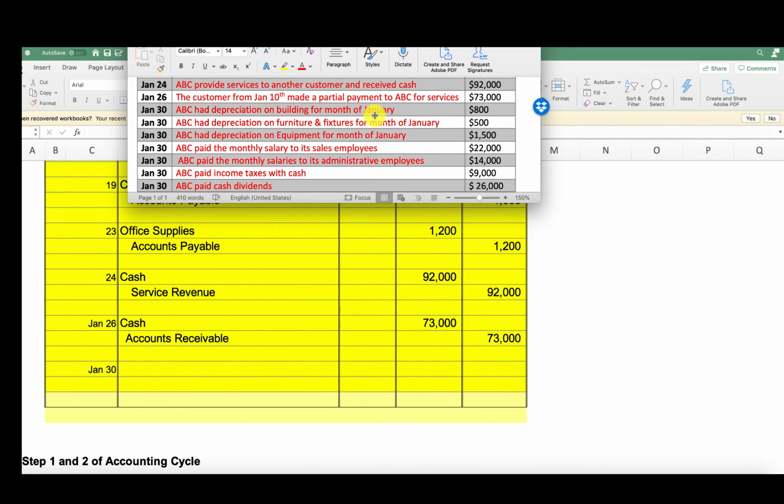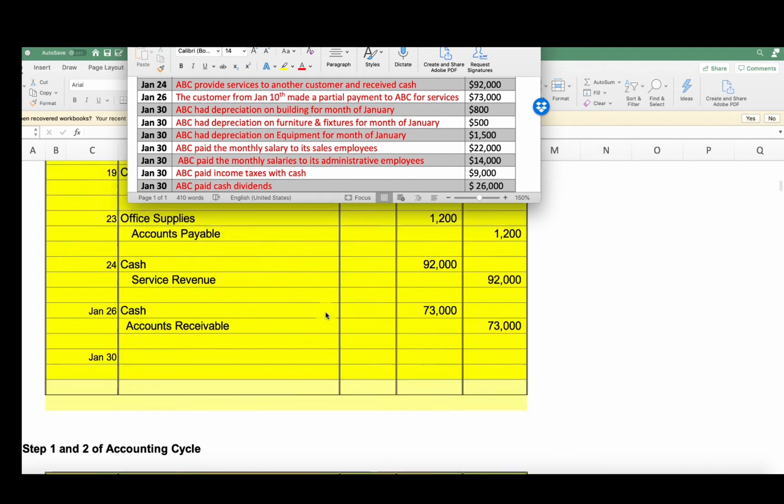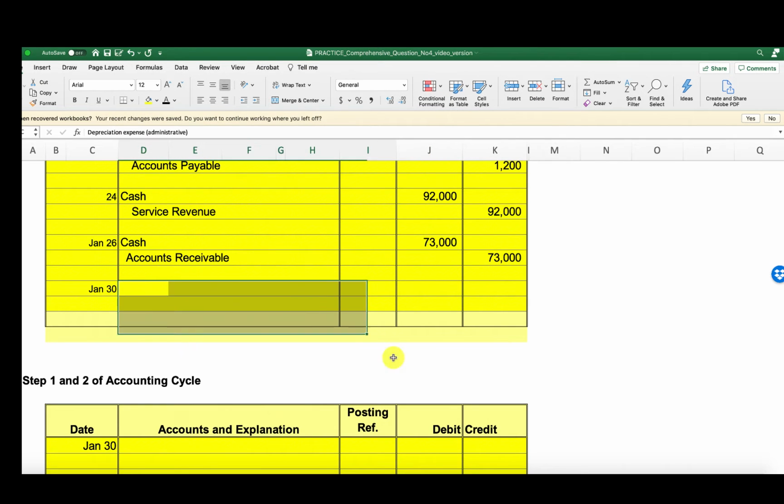ABC had depreciation on the building for January. Okay, so we'll do the three, January 30th, January 30th, and January 30th. We'll do these three entries together because it's the same, right? Whenever you have depreciation, you're going to debit depreciation expense and you're going to credit accumulated depreciation for the type of depreciation account. You're going to learn more about this later, but it's pretty much the same entry. Debit depreciation, credit accumulated depreciation for $800 for the building. Debit depreciation, credit accumulated depreciation for the furniture and fixtures for the $500. Debit depreciation and credit accumulated depreciation for the equipment. So we're going to do those three entries together.